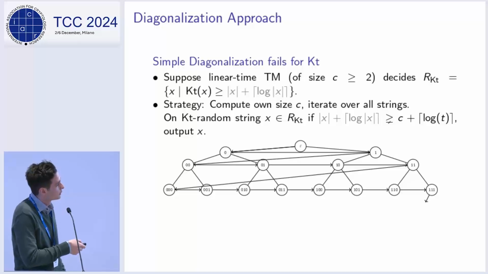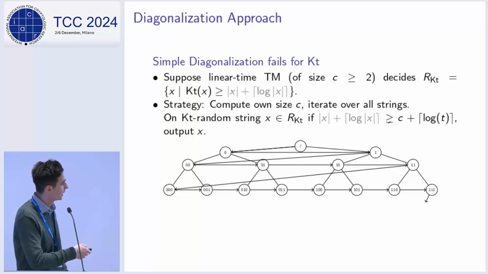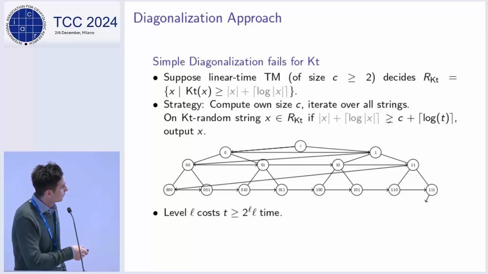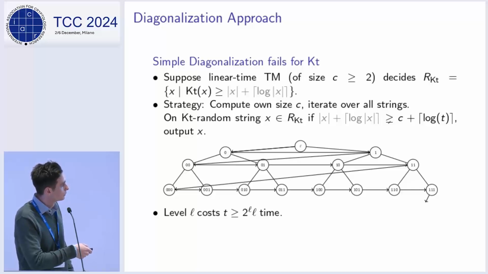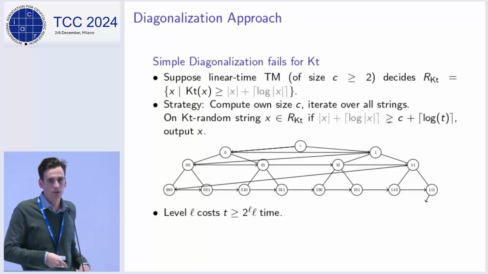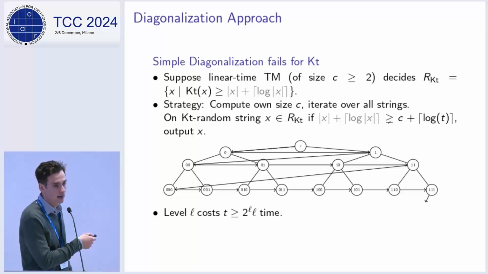We do everything essentially the same, we just adapt the corresponding bounds here, and then we try to see why it doesn't work. So the search strategy is essentially the same. We just iterate over all the strings in a binary tree. And we observe that at level L, this search strategy takes time 2 to the L times L, at least, right? Because we assume that this is a linear time TM, and on level L, we have instances of length L. So we have 2 to the L instances and L time for each of the instances, right?